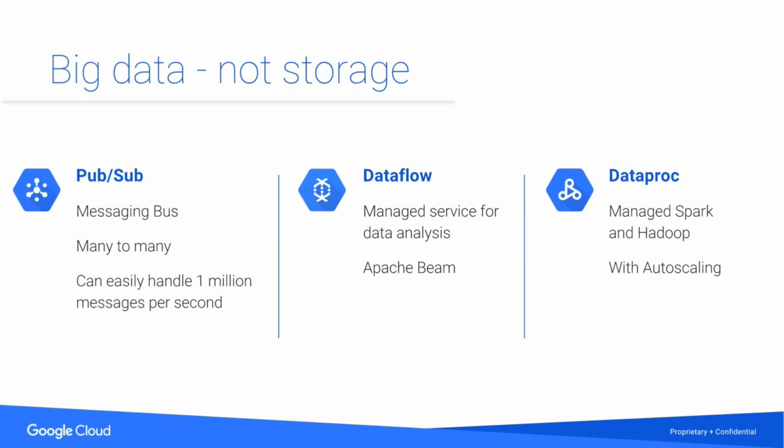And finally, Dataproc. Dataproc is actually going to be covered by Ammo in a separate session, or he covered it this morning. And what this is, is managed Spark and Hadoop. And it includes auto-scaling, but essentially you can bring your current Spark and Hadoop workloads to Google Cloud Platform, but use that in a managed service way.